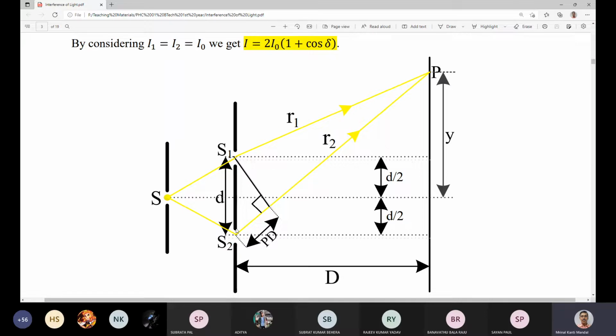Another thing you can see here is that from the central position, the sources S1 and S2 are located at a distance of d by 2, because the separation between these two sources is d. So this portion is d by 2 and this portion is d by 2, right? Now we see.